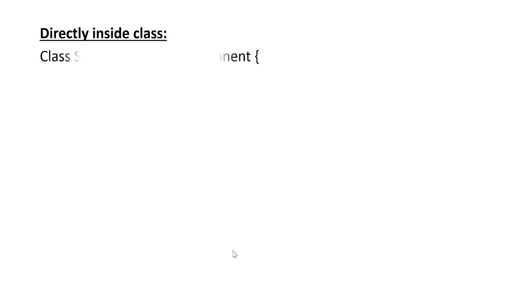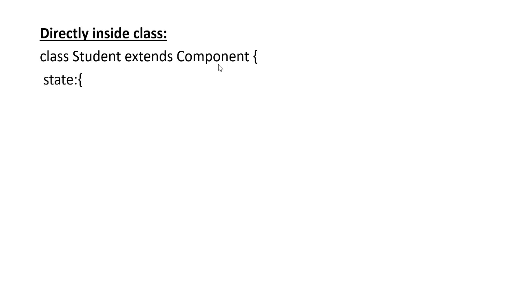Direct inside class, this is the syntax. Class, here c must be small. Class Student extends Component. Then we use state here. This is a class property. Then we initialize state inside a class component.